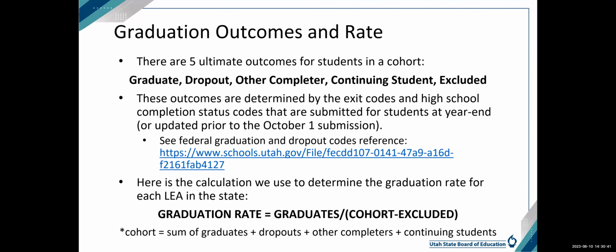All right, so how is the graduation rate calculated? These are the different outcomes that are possible: graduate, dropout, other completer, continuing student, and some based on their codes would be excluded. So it's a pretty simple calculation. The number of graduates divided by the total number of students in the 4 areas minus excluded. There's a link here on the slide that will take you to a list of completion statuses and exit codes and the outcomes that will come based on each of those codes. Next slide.